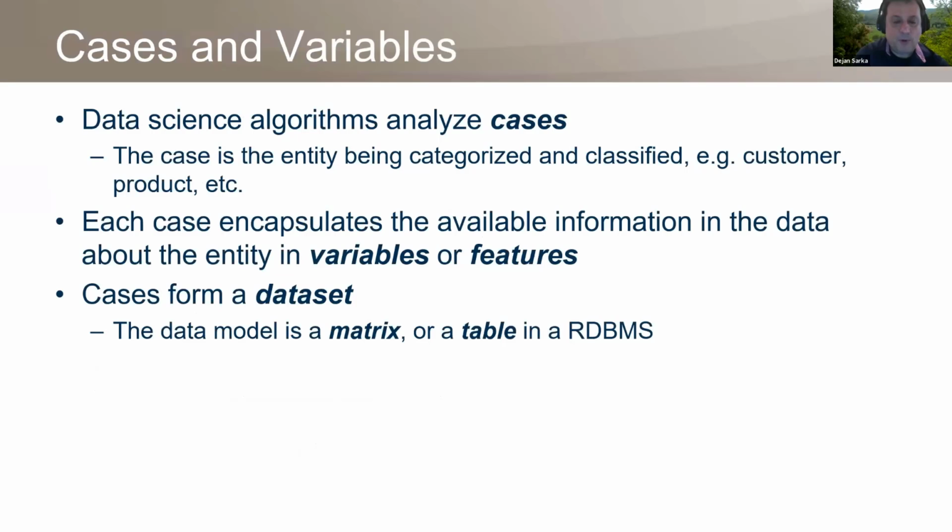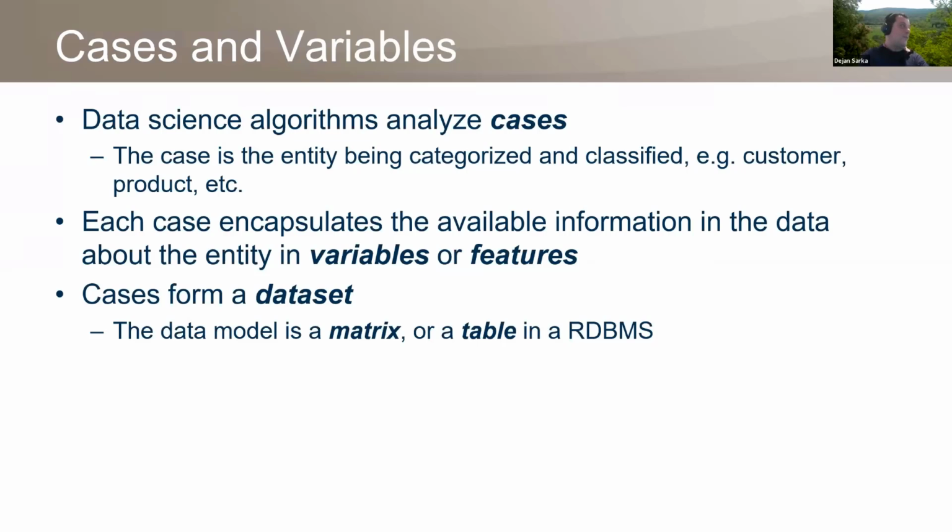So first, a few definitions. These expressions come mostly from statistics. With data science algorithms, we analyze cases, and this is the entity we want to categorize, classify, or whatever. So it's a customer, a product, a loan, or things like this. Each case encapsulates all of the information we have about an entity in variables, also called features. All cases together form a dataset.